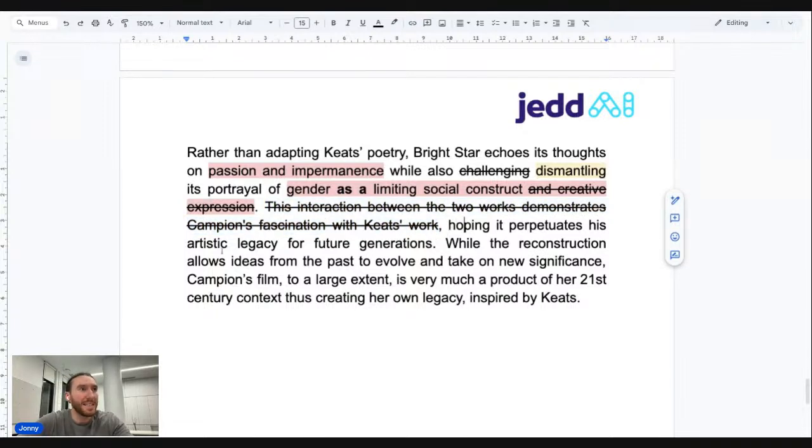"Hoping it perpetuates his artistic legacy for future generations." Okay, but that's too simple. It's not just about perpetuating it. It's actually transforming the way we understand Keats, and it's empowering, again, that feminine perspective. And it's doing other things as well. It's allowing us to tap into the contextual nuances of Keats's work that we might not have otherwise understood. So you need to do a lot more with this. It's not like get rid of all that. You need to do a lot more.